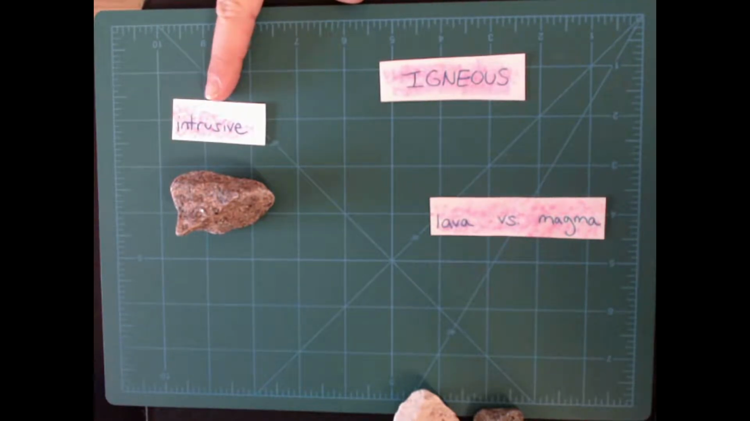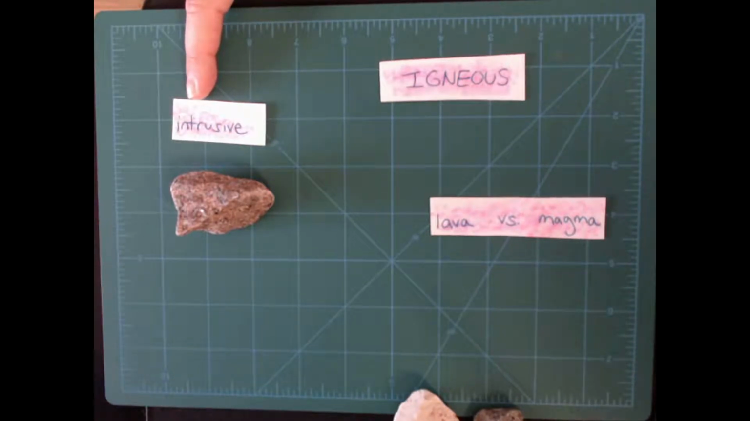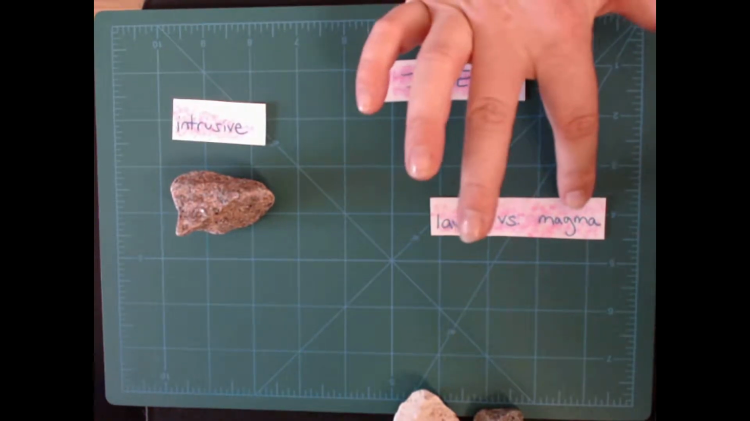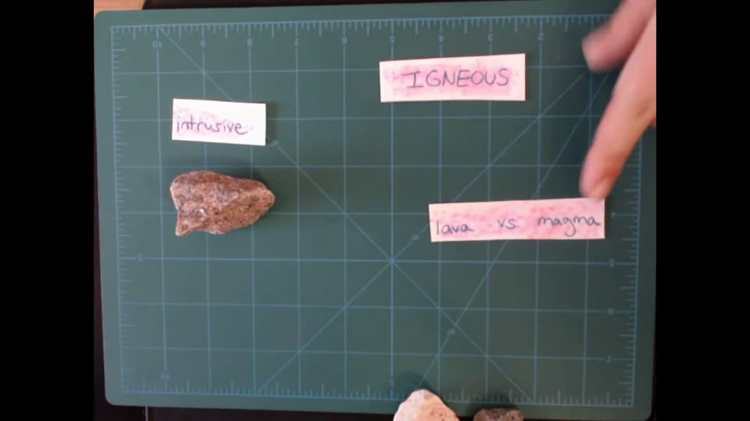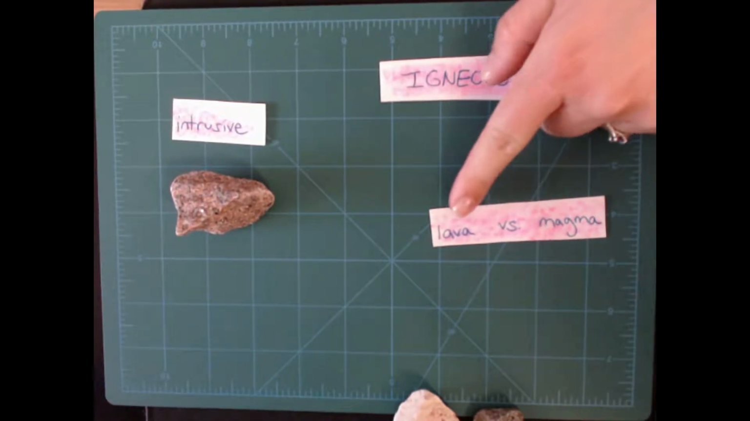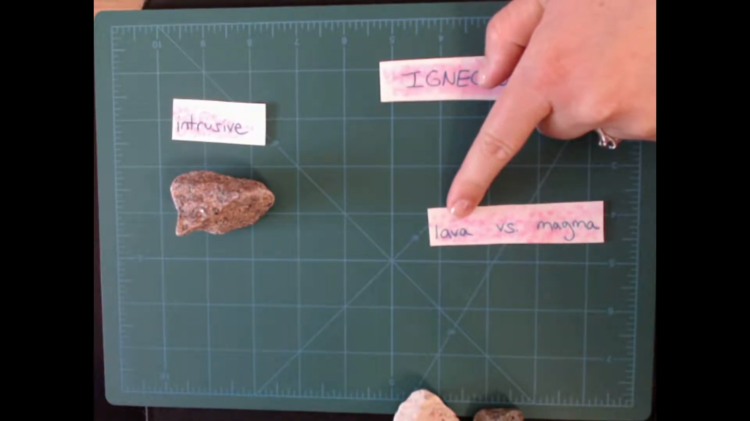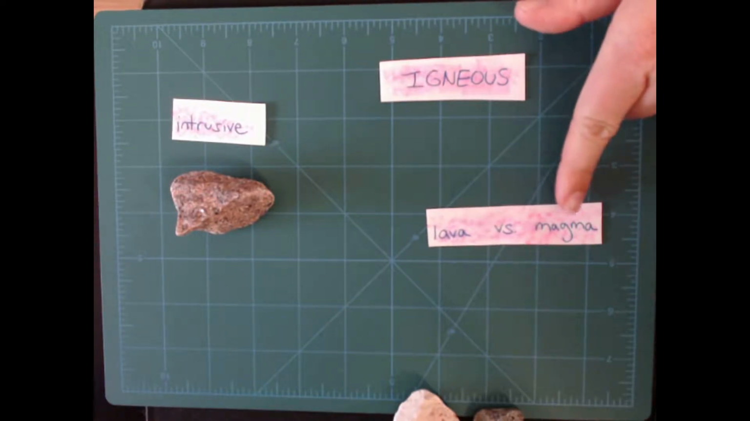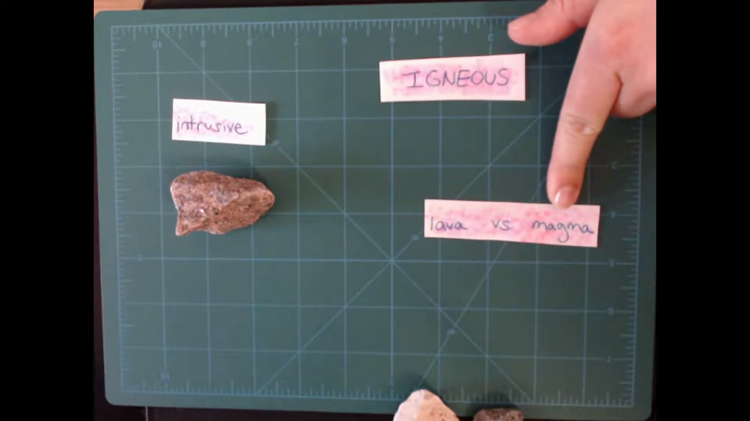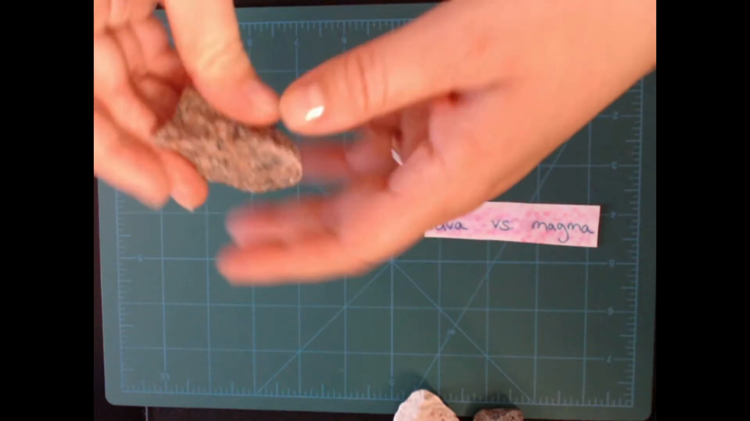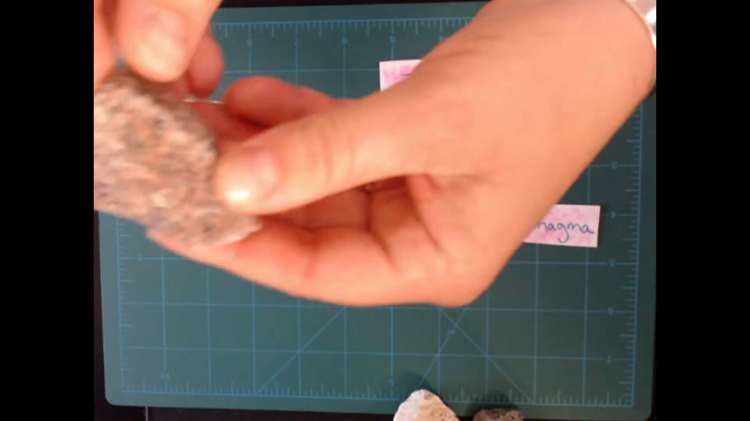So intrusive igneous rocks cool much slower than their extrusive counterparts. And they're going to be strictly magma. If magma is on the inside of the earth and lava is on the outside, lava is going to be your extrusive, and magma is your intrusive. So when I compare, let me get this nice up and close in here.